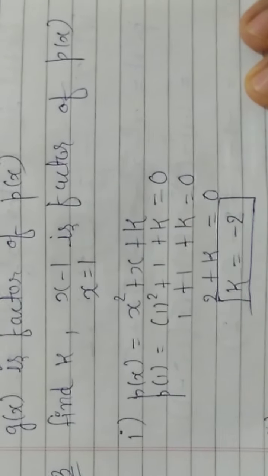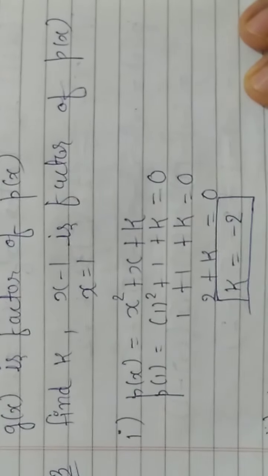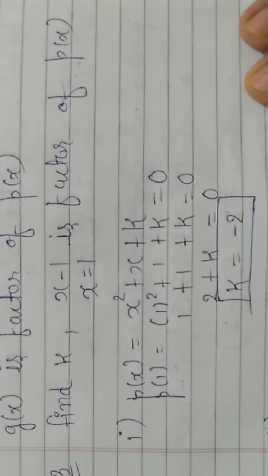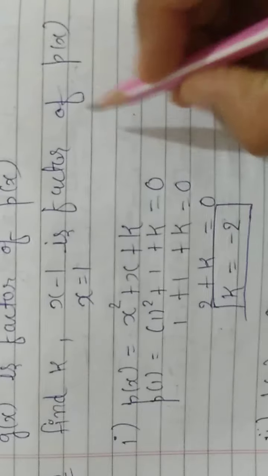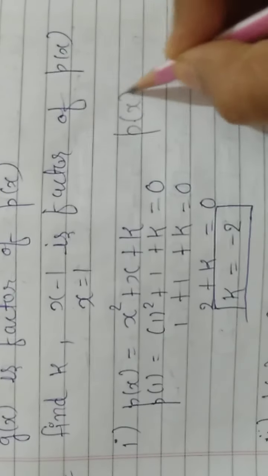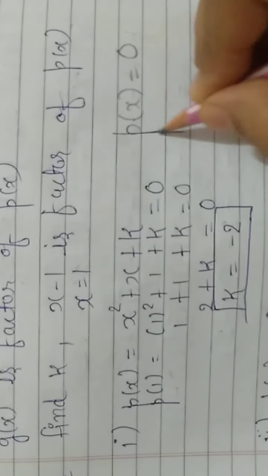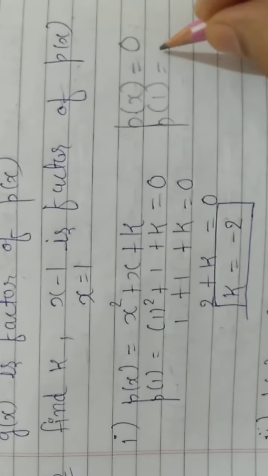Find k. x minus 1 is a factor of p(x), so x value is equal to 1. So p(x) is equal to x square plus x plus k. p(1) is equal to 1 square plus 1 plus k is equal to 0. So first of all, we have to take p(x) is equal to 0. Then p(1) we have to write down is equal to 0.